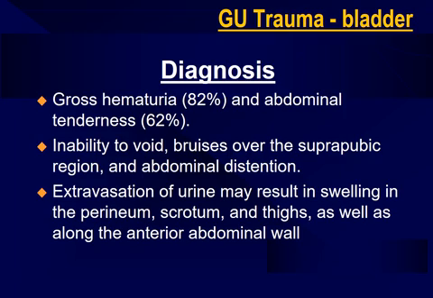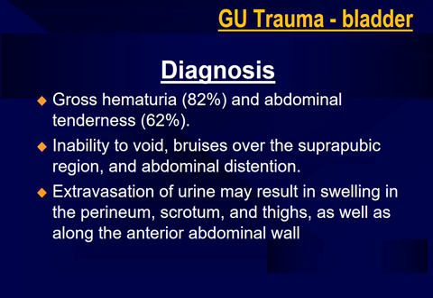How can we diagnose bladder injury? Of course, from the history and determination of the type of trauma, the presence of gross hematuria, which is common, and abdominal tenderness, especially at the suprapubic area.